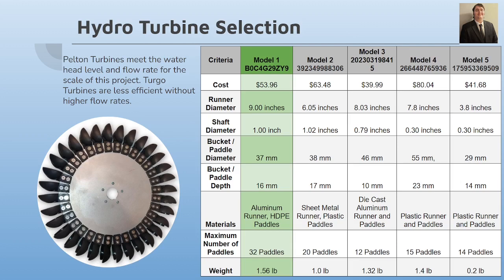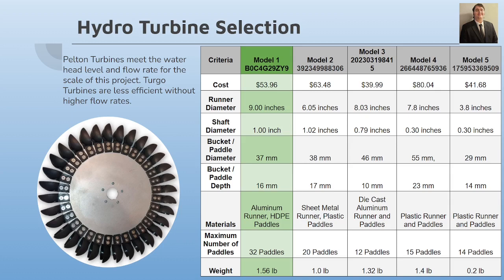The main types of hydroelectric turbines that were considered were the Turgo and Pelton turbines, as these types were best suited for the waterhead levels and flow rates that we expected. Ultimately, the Pelton turbine type was chosen due to its slightly higher efficiency ratings and lower flow rate requirements.